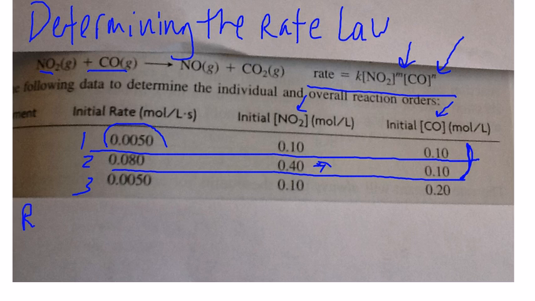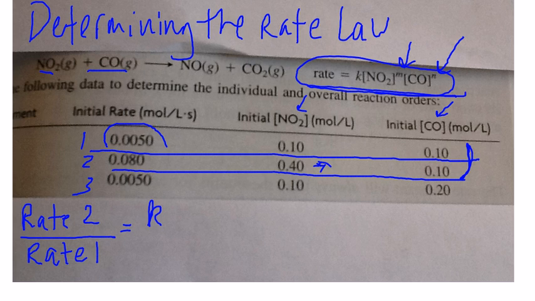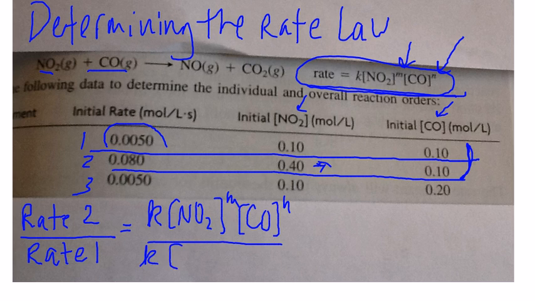So when we do this, we compare these two rates. I put the larger rate on top and the smaller rate on bottom. I am going to compare rate 2 to rate 1 here. And the rate expression for rate 2, using this expression here, is K times the NO2 raised to the m power times the CO raised to the n power, over K times NO2 raised to the m power and CO raised to the n power.